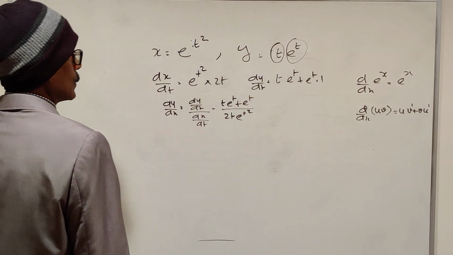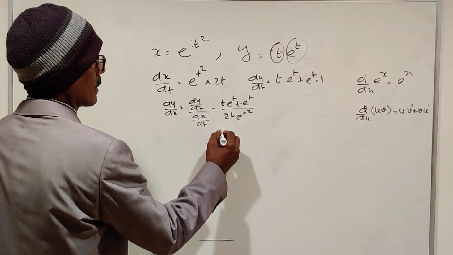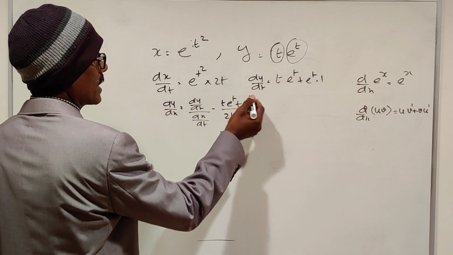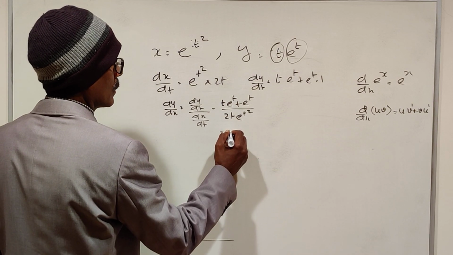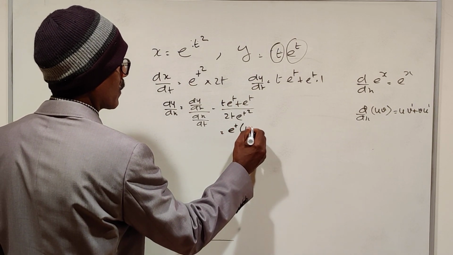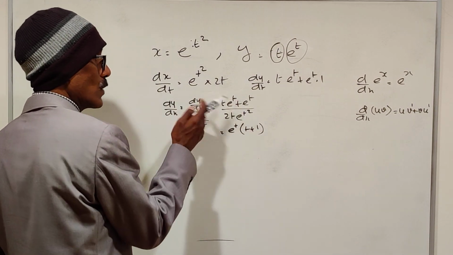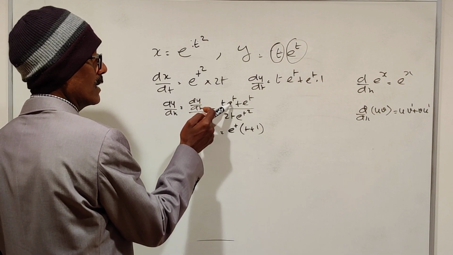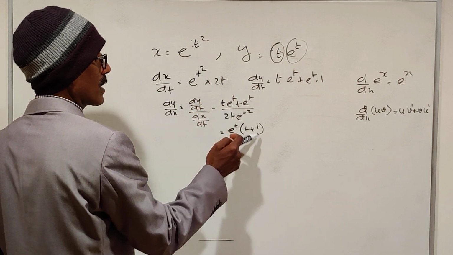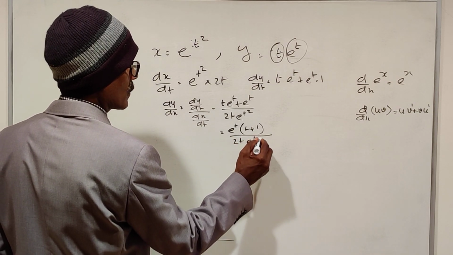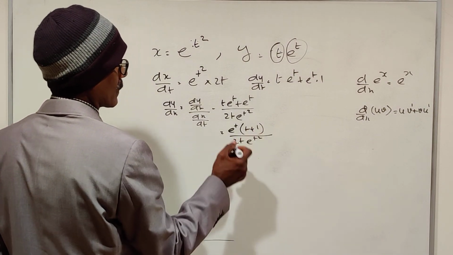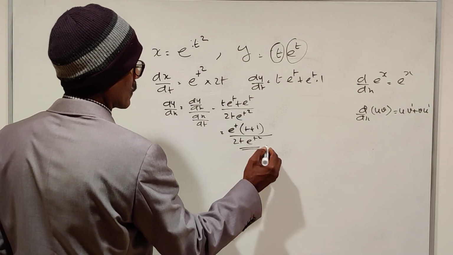Okay, so you can simplify this. Take e raised to t as a common factor in the numerator. So e raised to t into t plus 1. When you take out e raised to t, what is left over here? t plus 1 divided by 2t e raised to t square. No further use, right? So this is the answer.